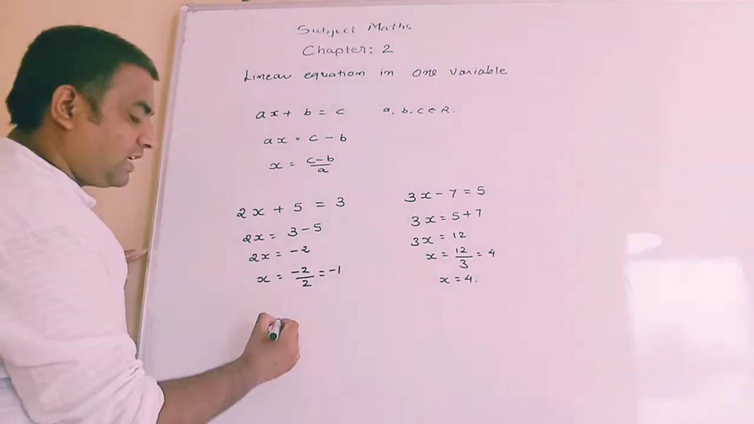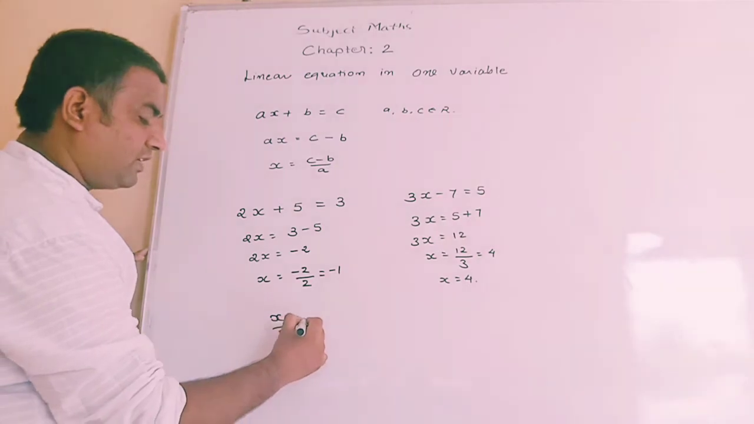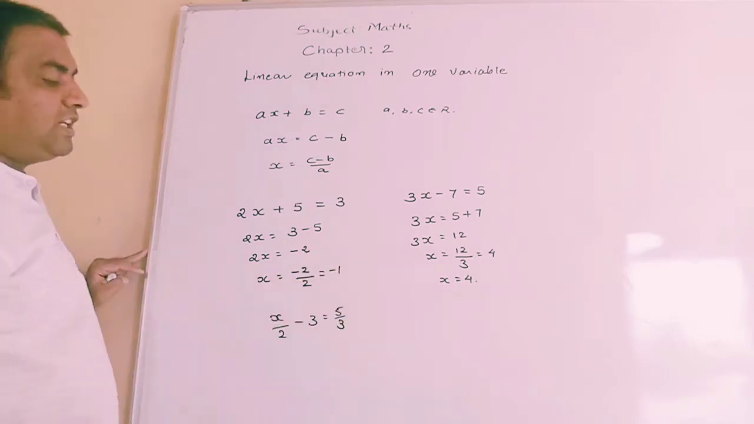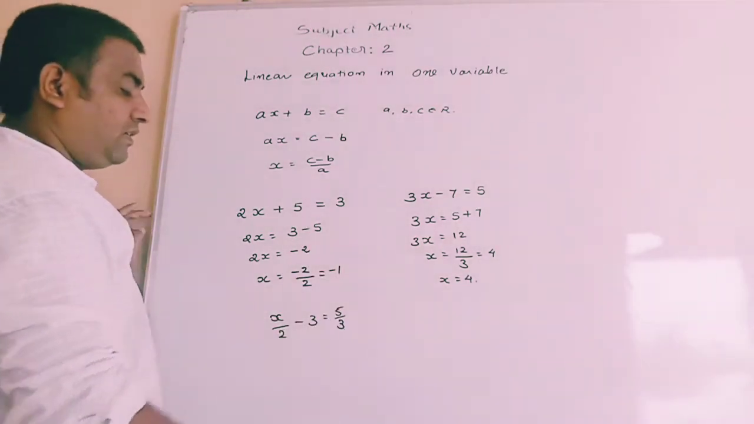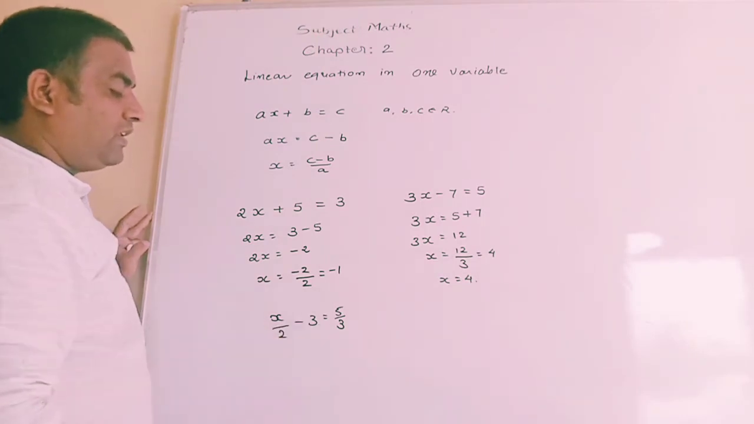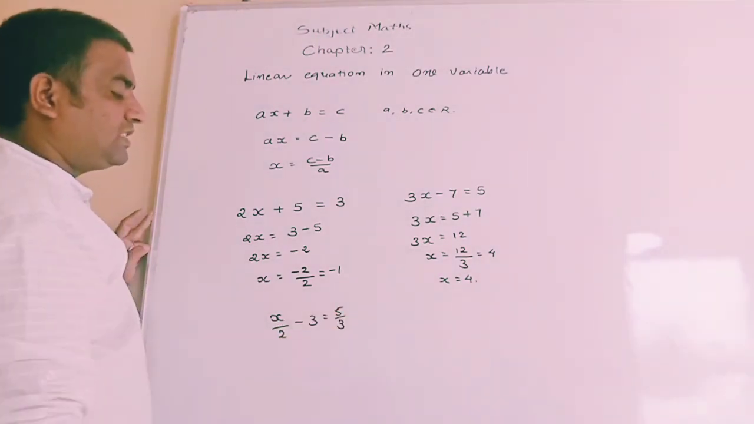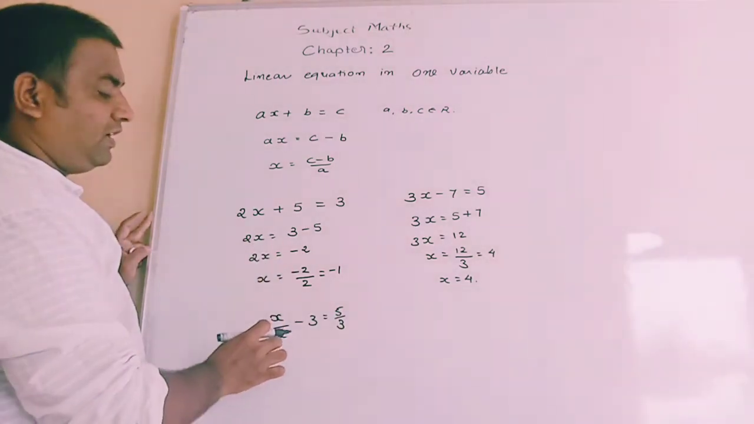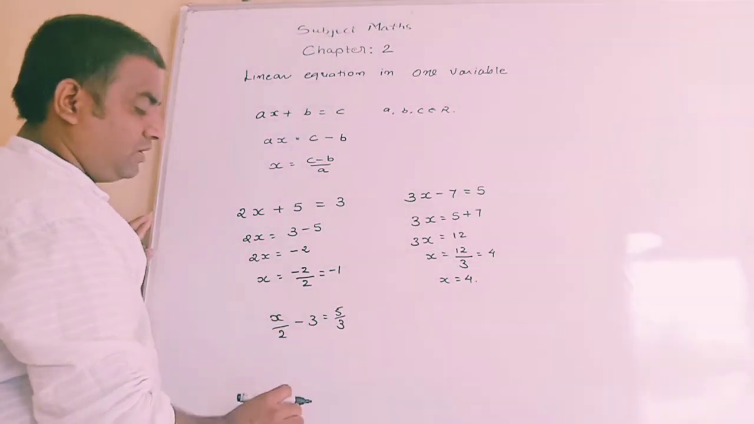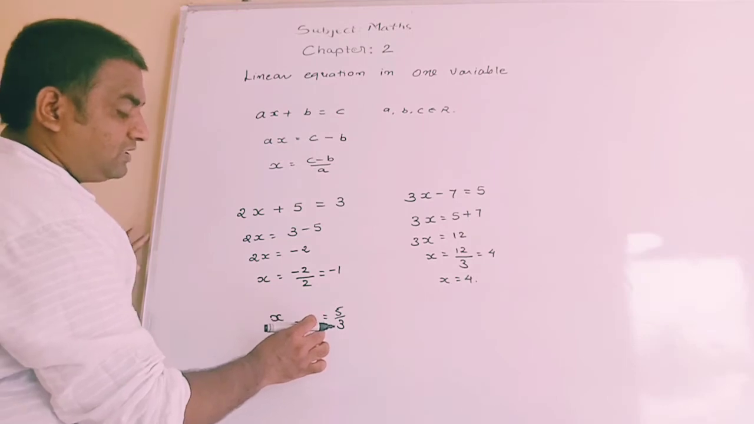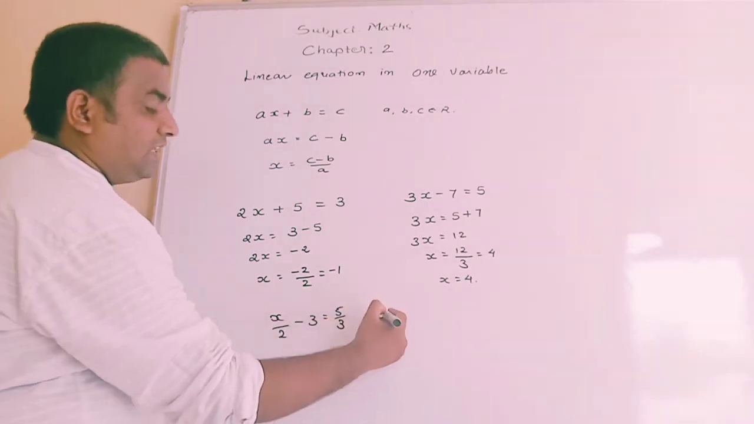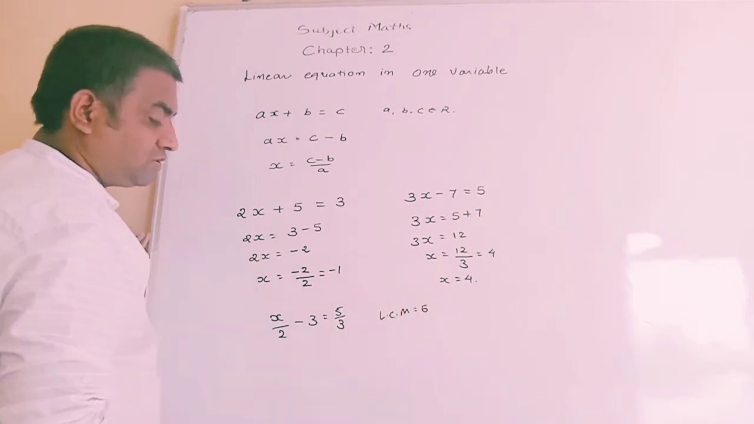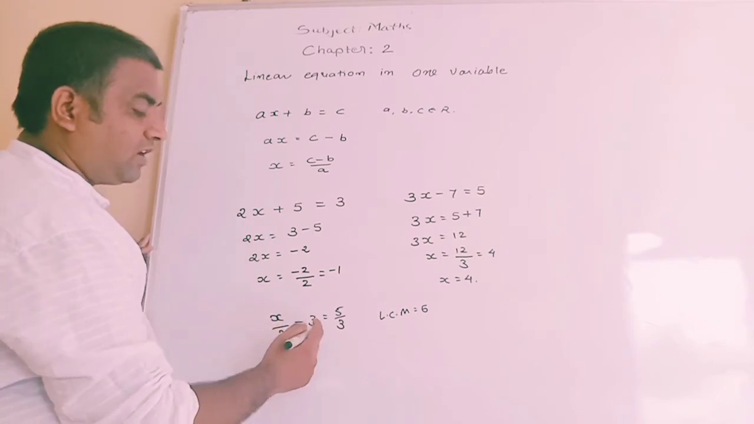Let's see one more example, that x by 2 minus 3 equals to 5 by 3. So such an equation is in fraction format. So whenever we get the fraction format, we take out the LCM of all the denominators and multiply each term by the LCM. Then the equation will convert into integer form from the fraction form. So to convert into integer form, LCM of 2 and 3 is equals to 6. So LCM is 6. So each term is multiplied by 6.